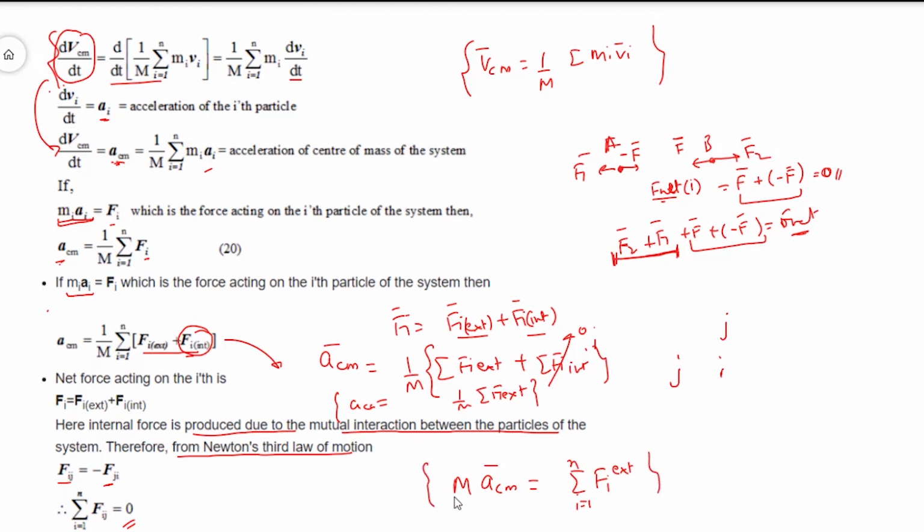And again I can write M into a_CM is equal to F net on the COM. The F net acting on the center of mass is basically the summation of all the forces acting externally on each of the particles. So this concludes our motion of center of mass for the velocity part and the acceleration part. Let's move on to the next topic.